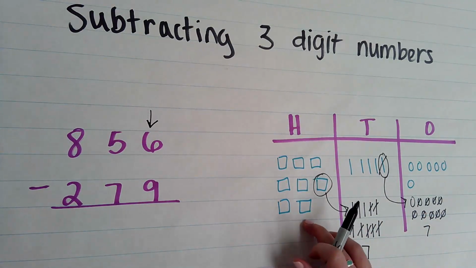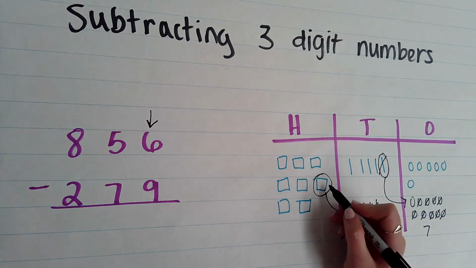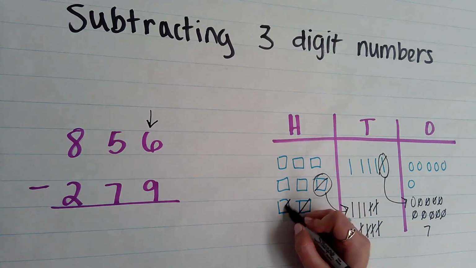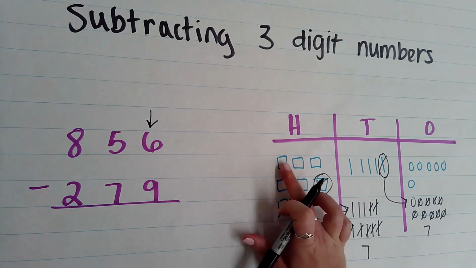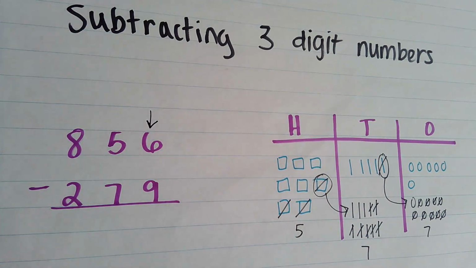Now in my hundreds place, I have enough. I only have to take 2 away. This one does not exist anymore because I traded it, so I still have to take 2 away. 1, 2, and that leaves me with 1, 2, 3, 4, 5 left in the hundreds place.